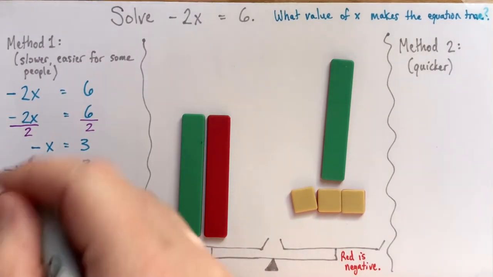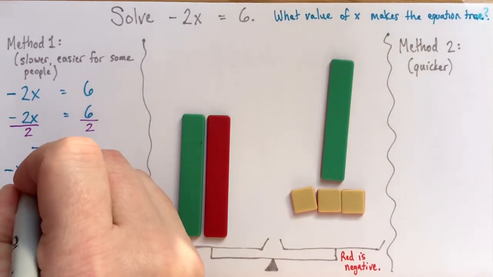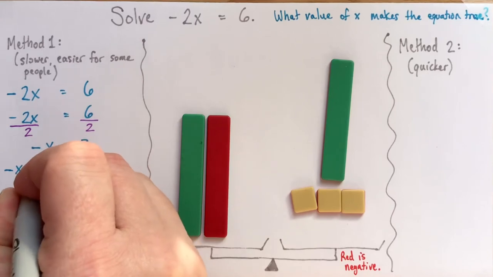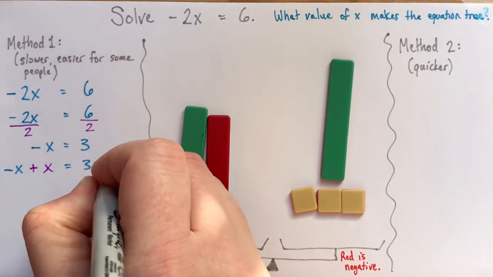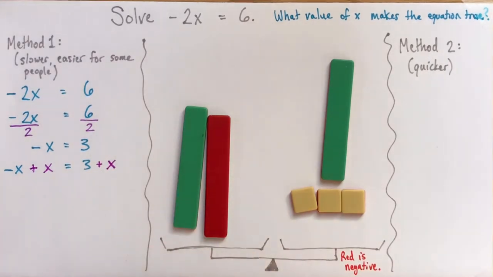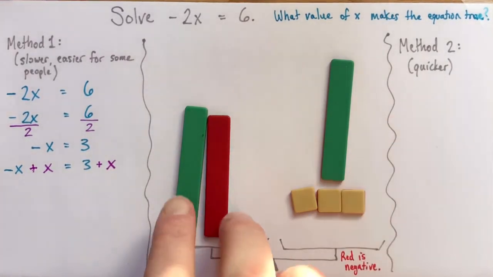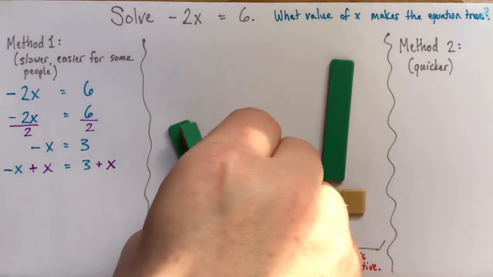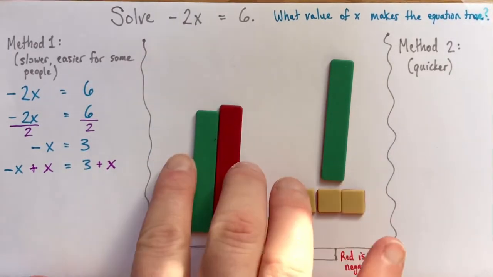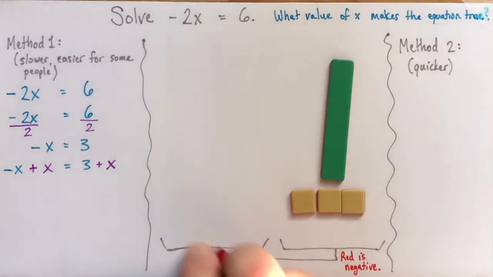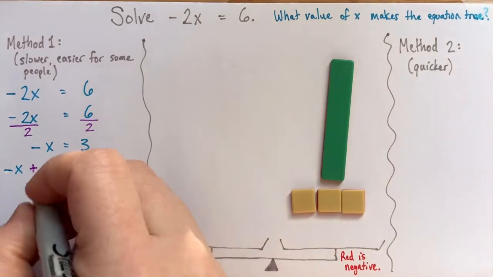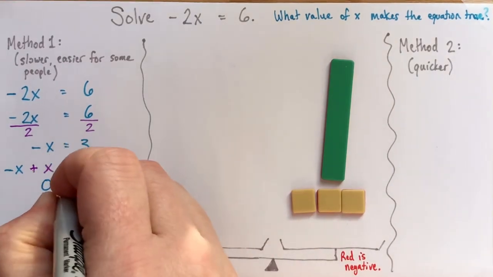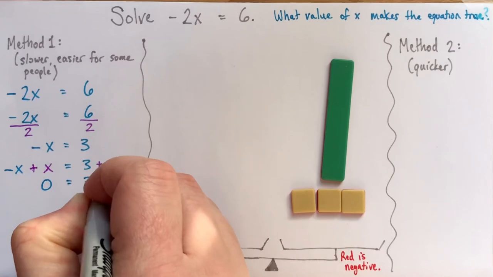So I'll use my other color here, negative x plus x equals 3 plus x. All right, and then negative x plus x, this is 0. It's a 0 pair. So because it's worth 0, I can get rid of it without affecting the balance or the equality of the equation. So on my left side here I have 0 equals 3 plus x.